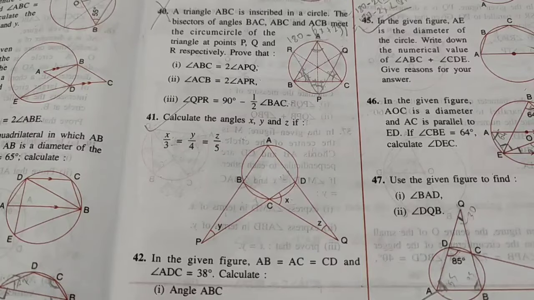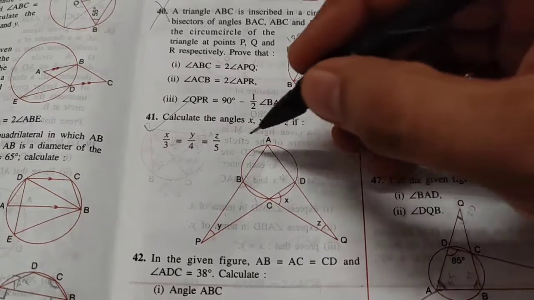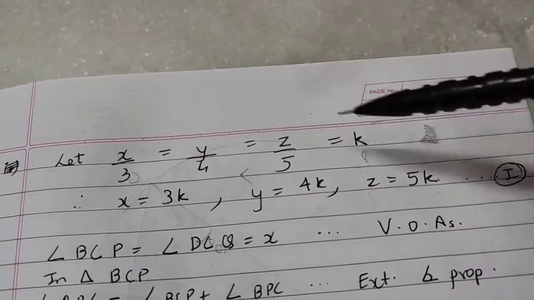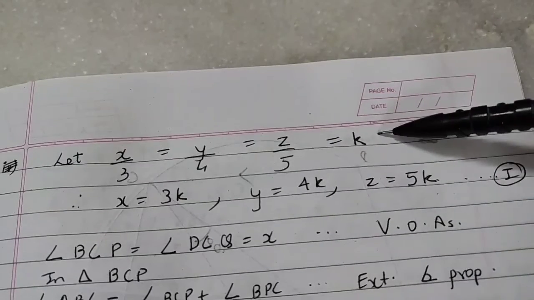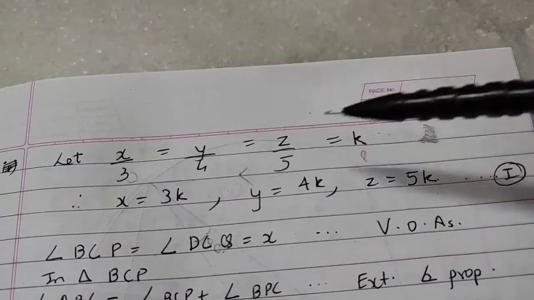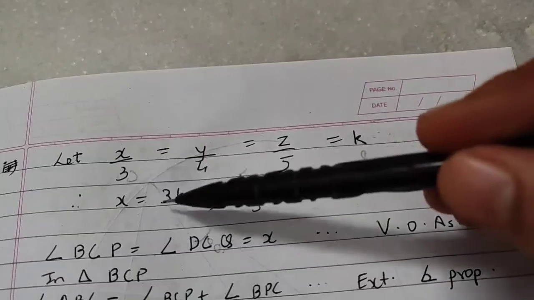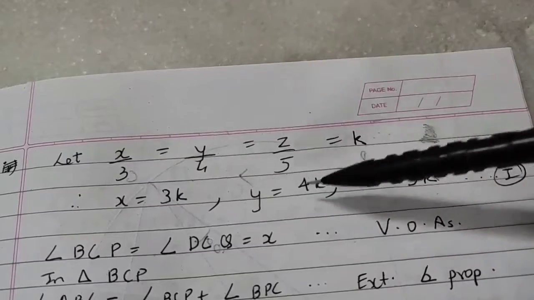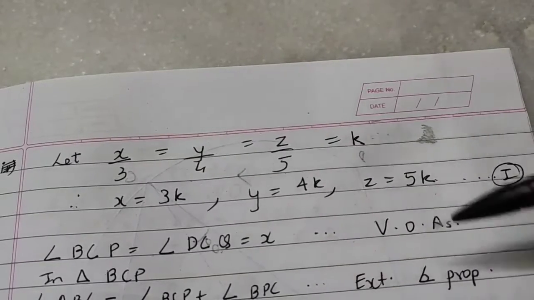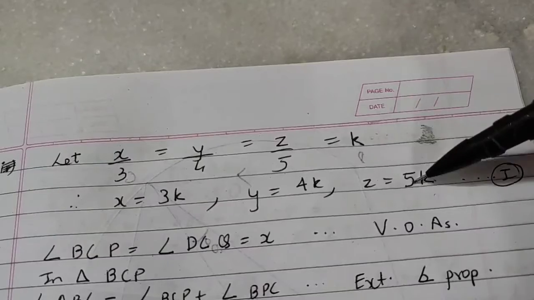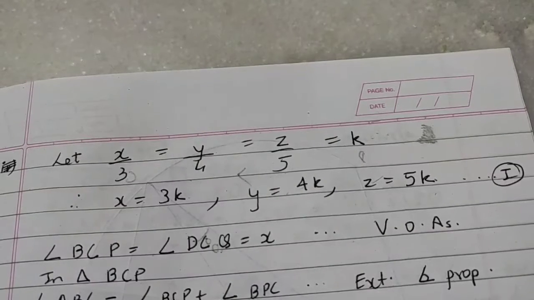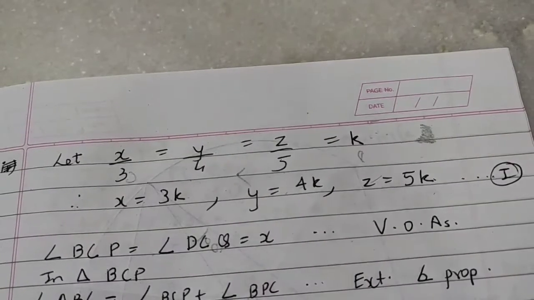So first of all, whenever ratios are given, we assume it to be k. When we do that, then we can assume x is equal to 3k, y is equal to 4k and z is equal to 5k. So we have converted x, y, z, all three variables into a single variable k. If only we can find the value of k, then we can substitute it here and find the values of x, y and z. To find the value of k, we need an equation. We need to come up with some relationship between x, y and z.